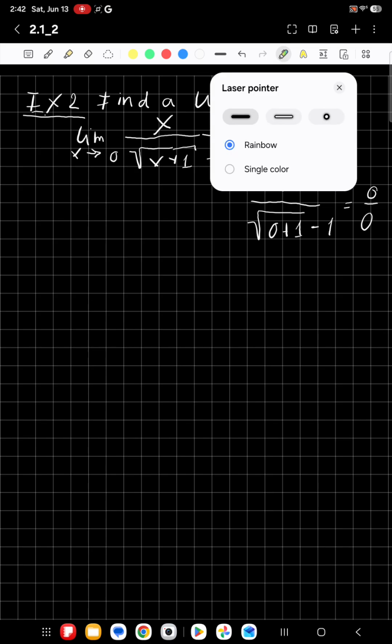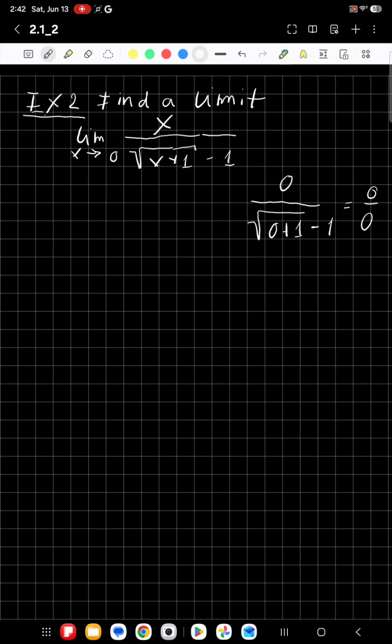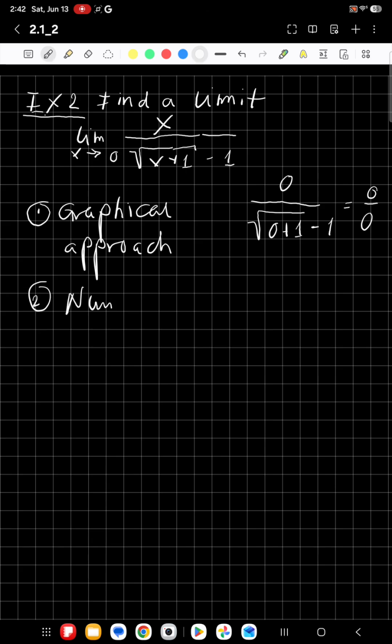We'll do that in a moment, but let's start with actually graphing it. We'll find that limit using 3 different approaches. The first one will be the graphical approach, and then we'll use the numerical approach. And then finally we'll use an analytical approach, we'll solve it.